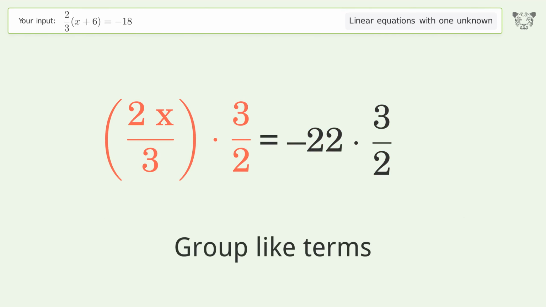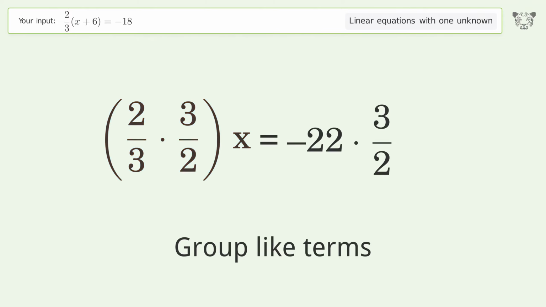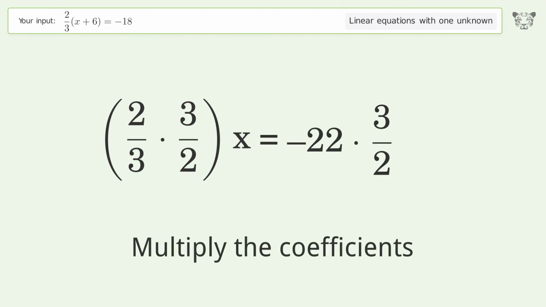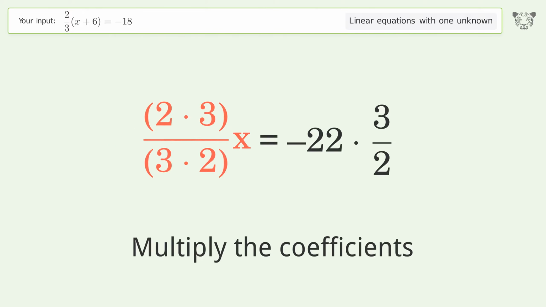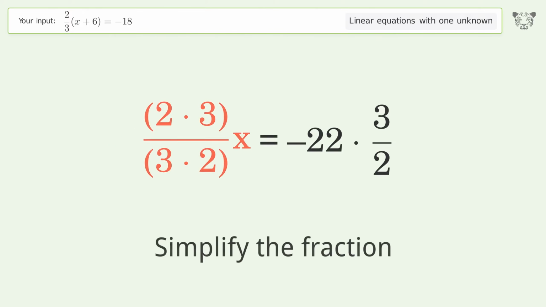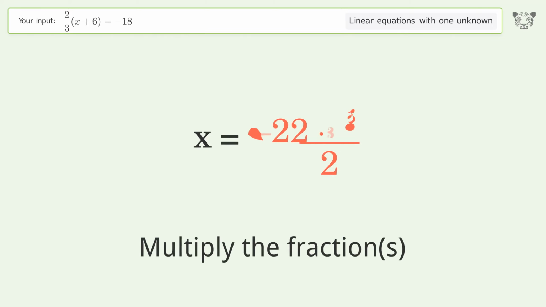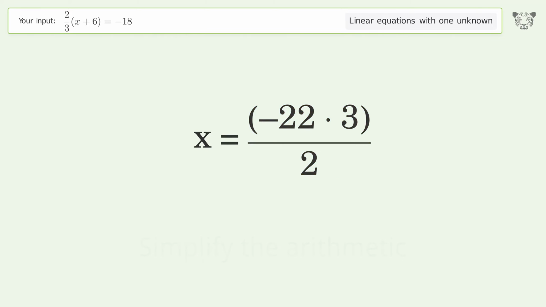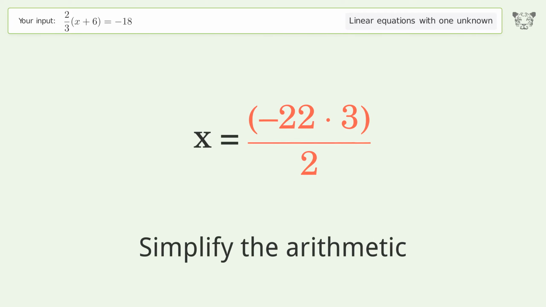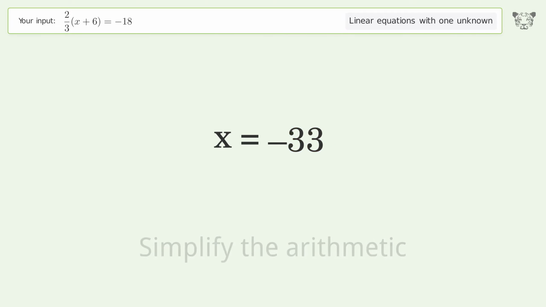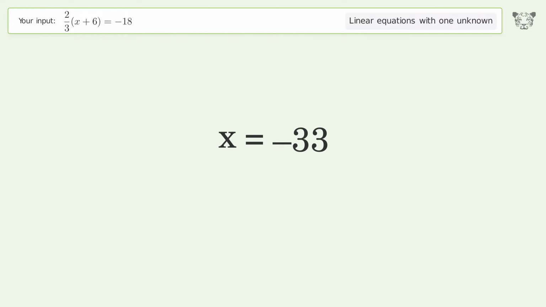Group like terms. Multiply the coefficients. Simplify the fraction. Multiply the fractions. Simplify the arithmetic. And so the final result is x equals -33.